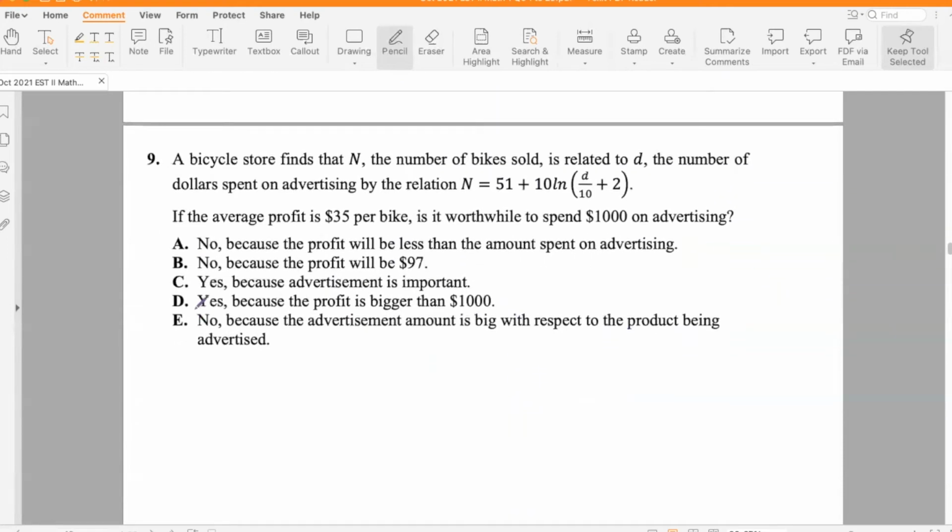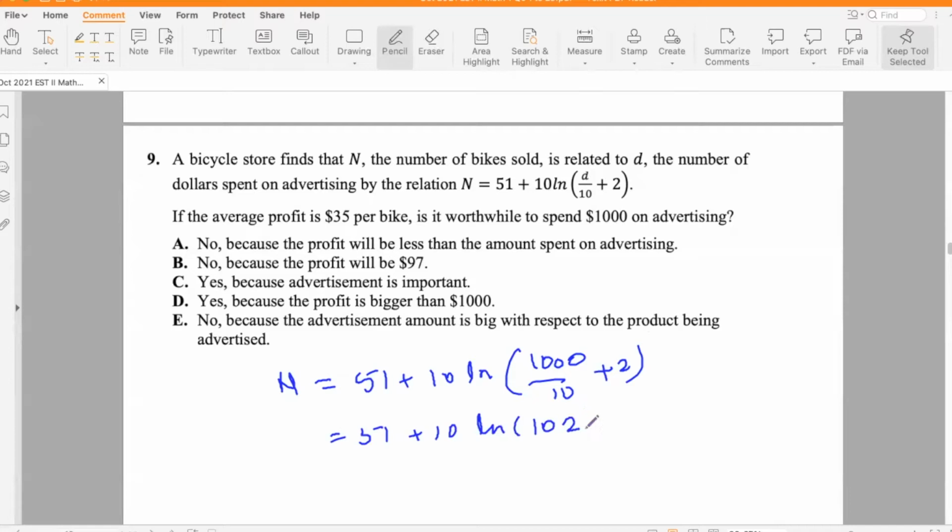A bicycle store finds that N, the number of bikes sold, is related to D, the number of dollars spent on advertising, by the relation N = 51 + 10 ln(D/10 + 2). If the average profit is $35 per bike, is it worthwhile to spend $1,000 on advertising? Okay, so N will be 51 + 10 ln(1000/10 + 2), so 51 + 10 ln 102.